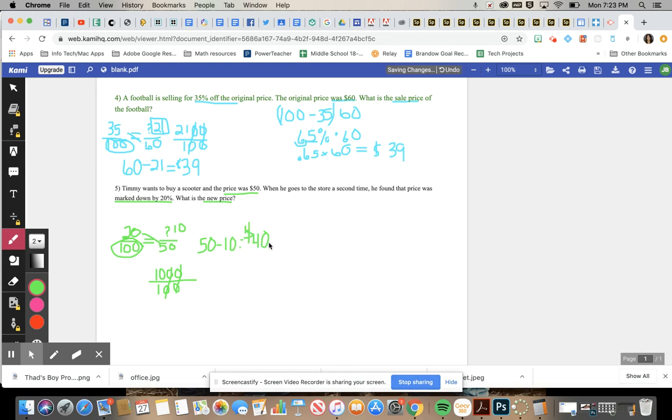Okay, so there was our proportion. Here we have the other side we're going to have to do. It started at 100%. We minused the 20%. Then we'll times that by what the original price was, which was 50, to find that sale price. So 100% minus 20% is 80%.